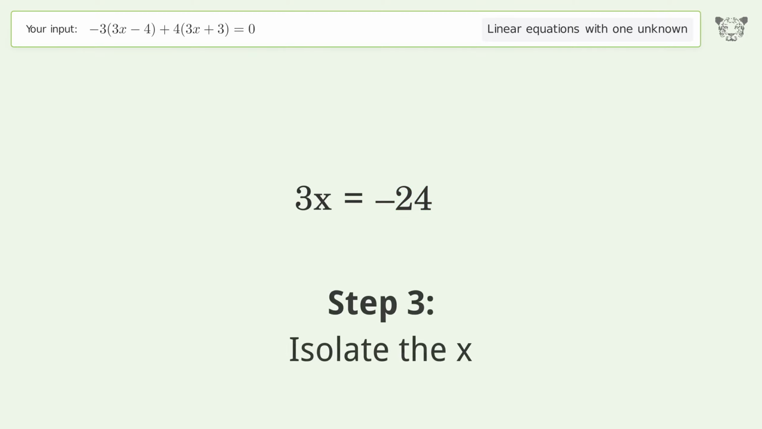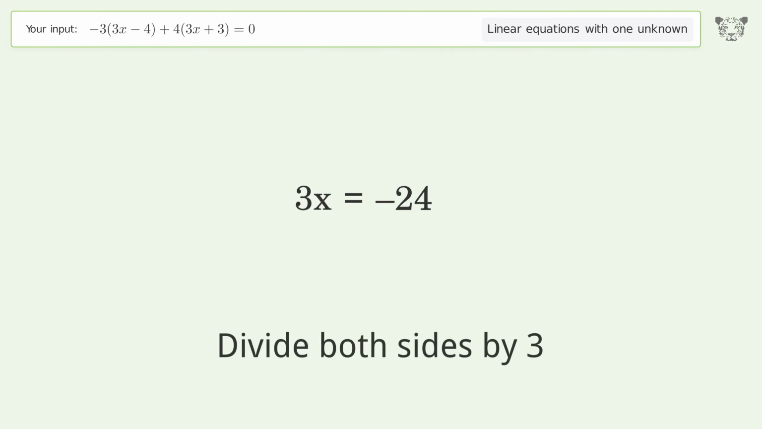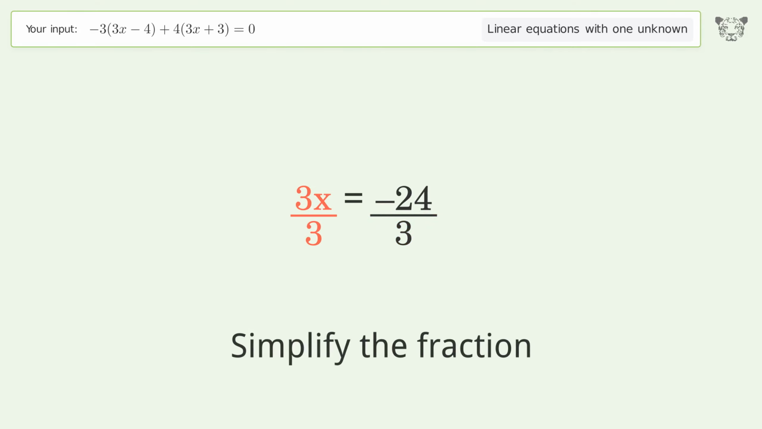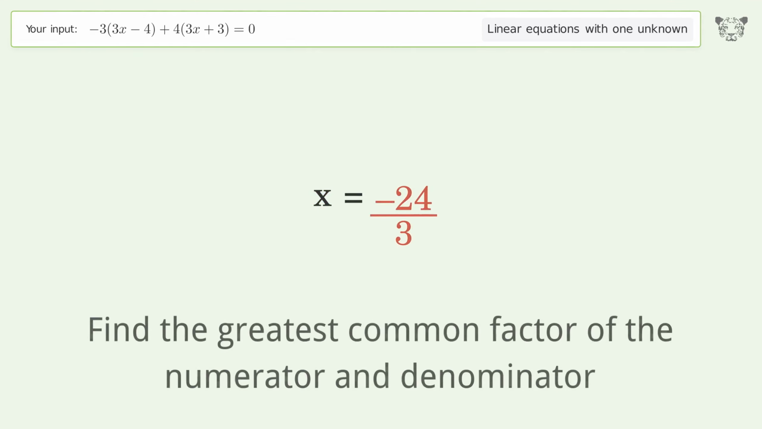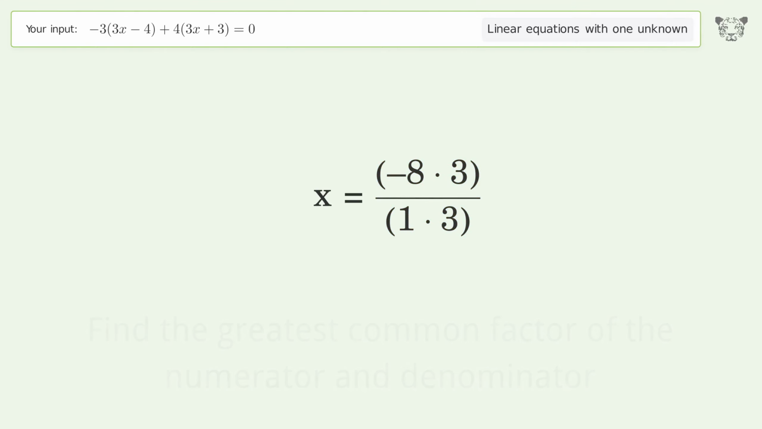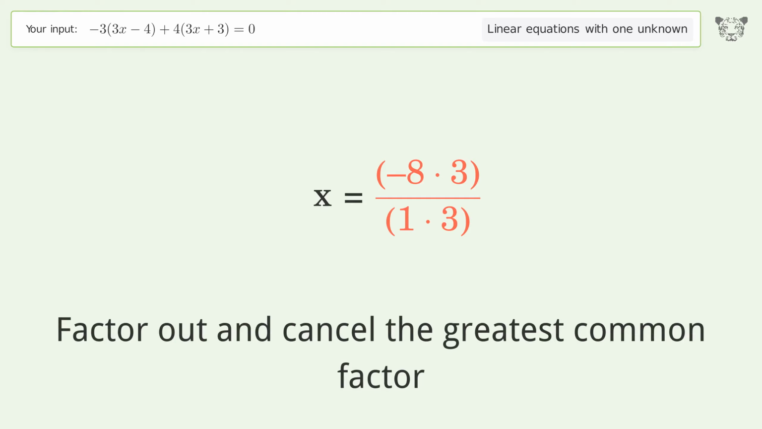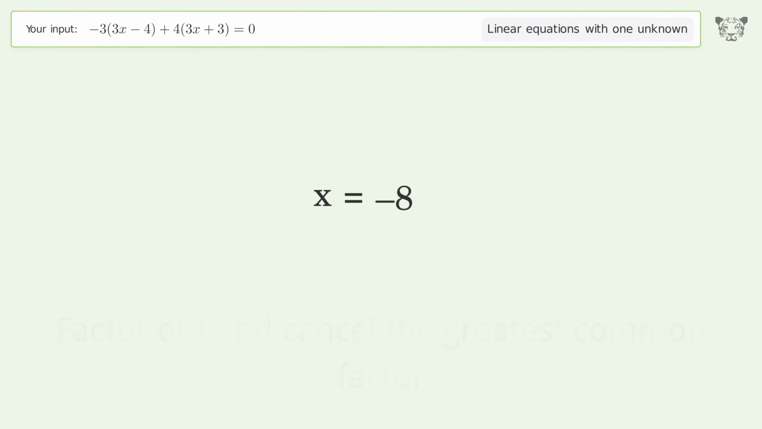Isolate the x. Divide both sides by 3. Simplify the fraction. Find the greatest common factor of the numerator and denominator. Factor out and cancel the greatest common factor. And so the final result is x equals -8.